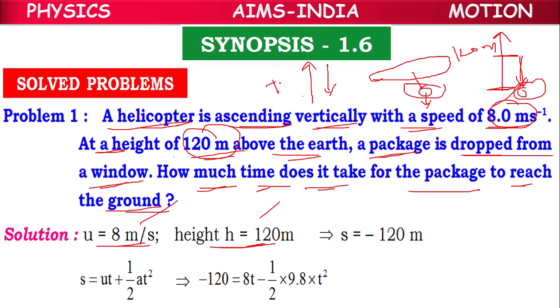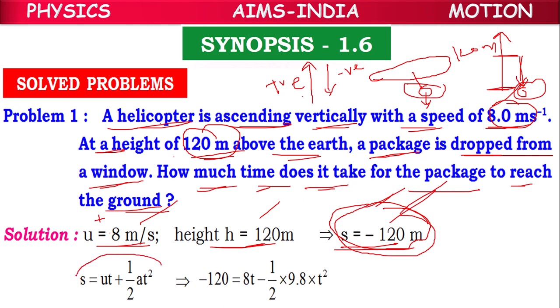If you take the going up direction as positive, then the downside direction will be negative. So the distance traveled by the food package is 120 meters downside, because going up at 8 meters per second we have taken as positive, so the food package is coming down, so the distance is minus 120 meters. We have the formula S equals ut plus half at square, where u is the initial velocity. S value is minus 120, u value is 8, t value we have to find out, and half we will take like that only.